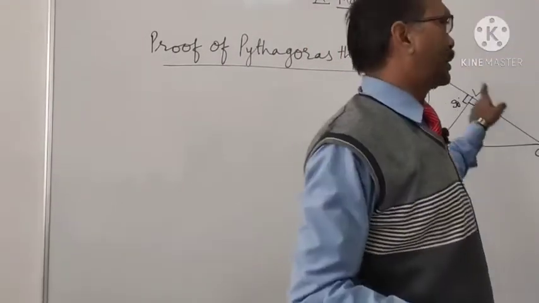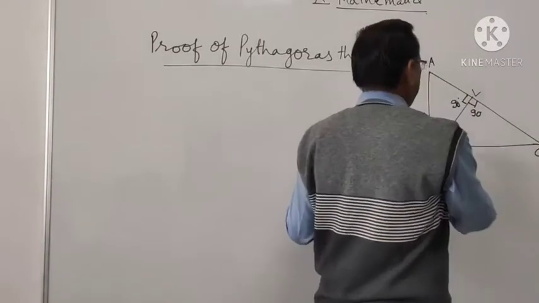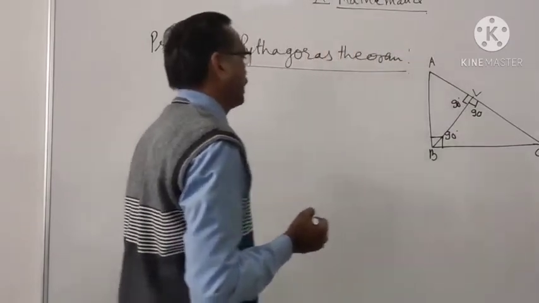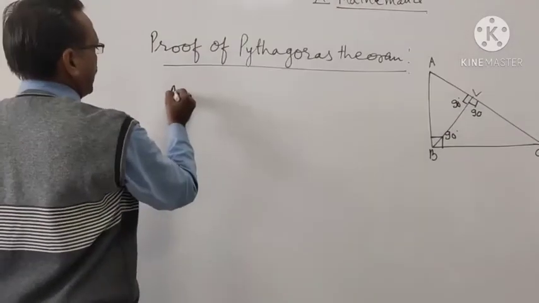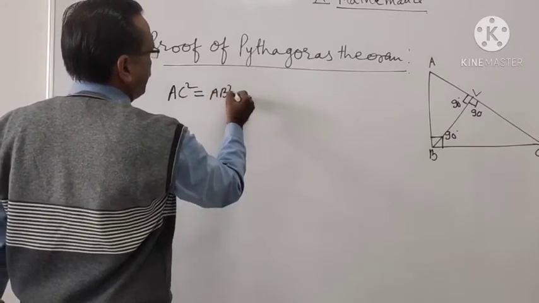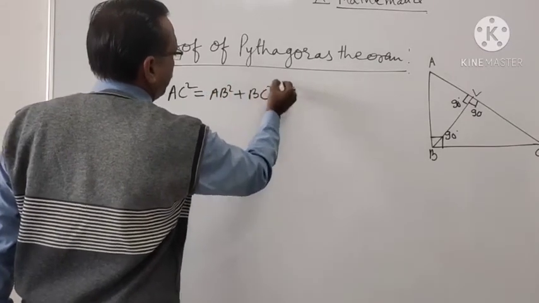Let us suppose there is a triangle ABC, angle B is a right angle, 90 degrees. Then by the Pythagoras theorem, AC square equals AB square plus BC square.